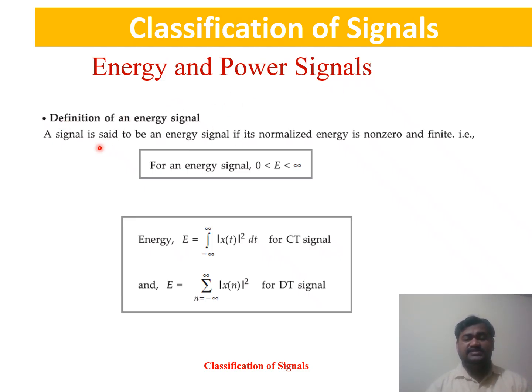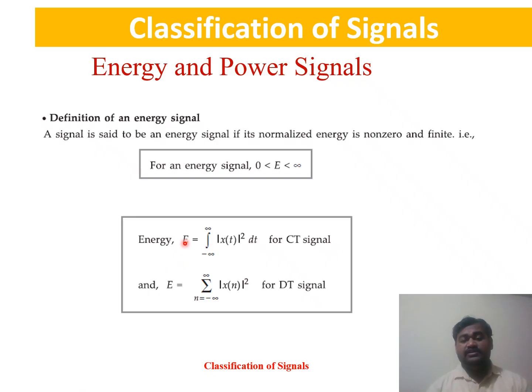Definition of energy: a signal is said to be an energy signal if normalized energy is non-zero and finite. That means the energy should be finite, 0 less than E less than infinity, and power equal to 0. Then the signal is said to be an energy signal. Example: all periodic signals are power signals. Most of the aperiodic signals are energy signals. Most of the periodic signals are power signals.